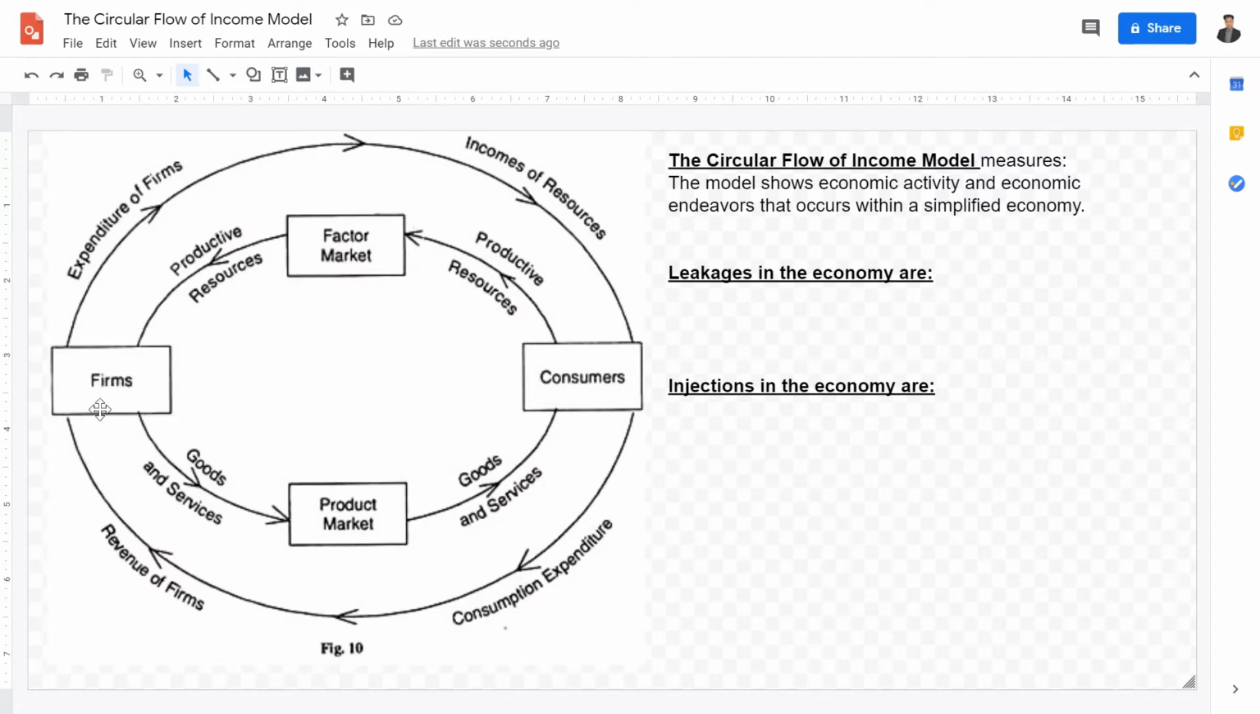Firms produce goods for the product market, which is consumed by the consumer market. So you can see this loop. Consumers go to the factor market to create goods. The goods are created by firms. The firms sell to the product market, and the product market sells back to the consumers. This is the flow of product. The inner circle going counterclockwise illustrates the flow of goods.